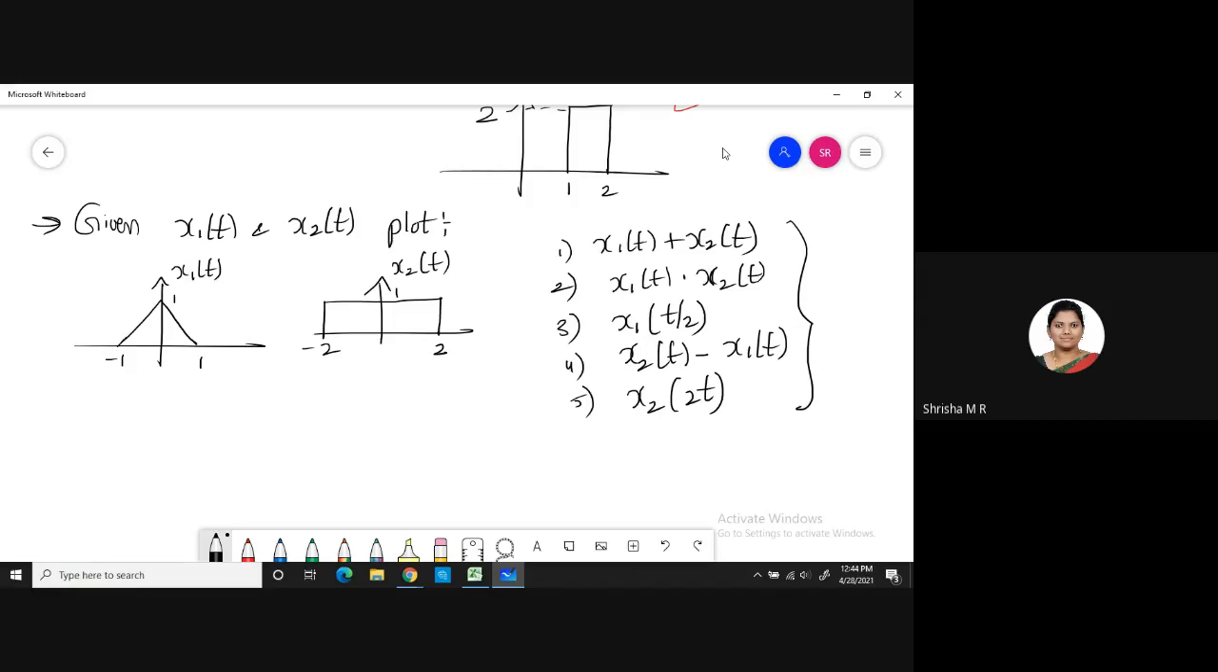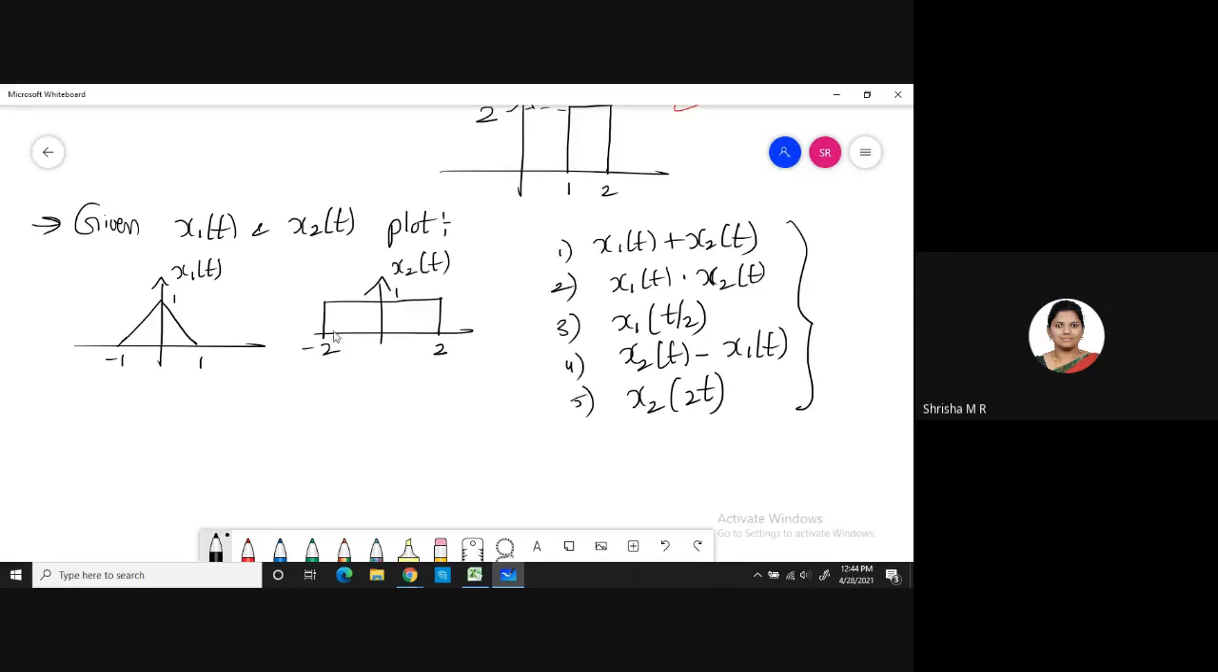So pay attention. We have a signal x1 of t which is existing from -1 to +1 and x2 of t existing from -2 to +2 with an amplitude 1. Amplitude is 1 in both the cases, and the existence of t with respect to x1 of t is from -1 to +1, whereas for x2 of t it is -2 to +2. So first we will try to plot x1 of t and x2 of t.